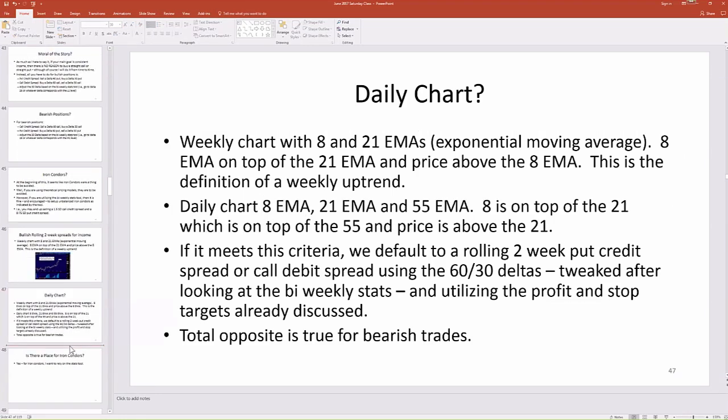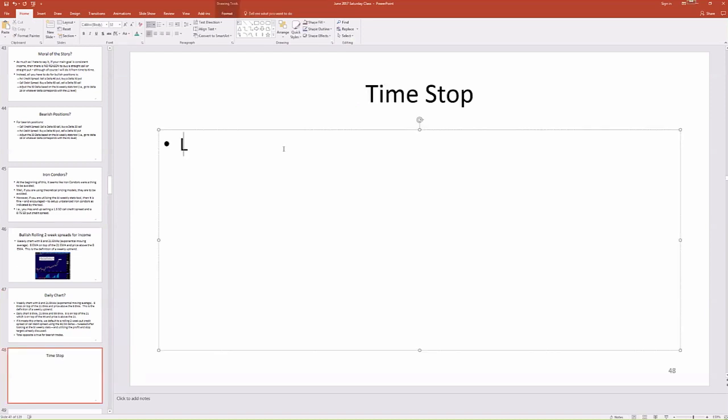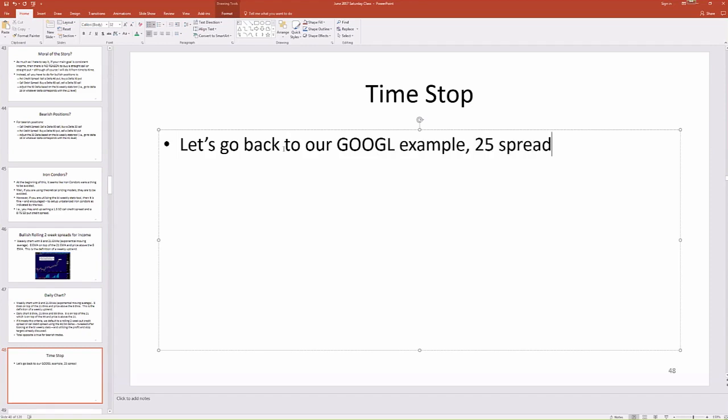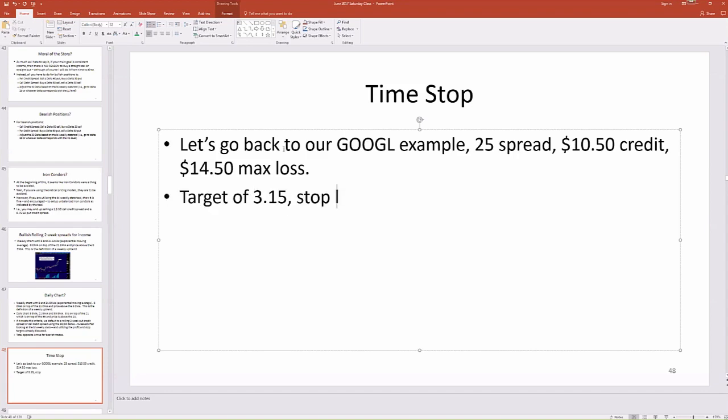No. So this is where our time stop comes into play. Time stop. All right, let's go back to our Google example. $25 spread, 10.50 credit. That's everything we talked about there. 14.50 max loss. So we have a target of 315, stop loss of 17.75. We've already covered that.